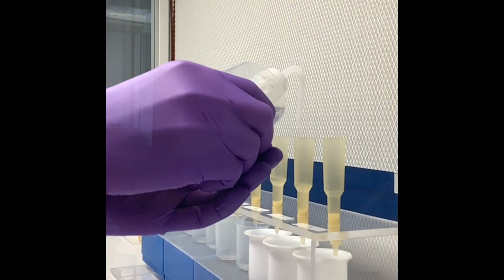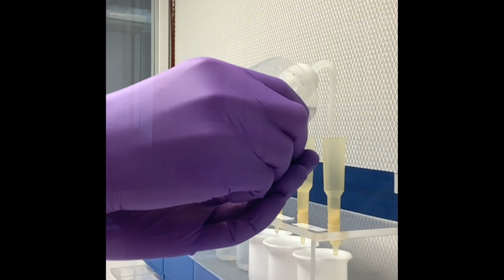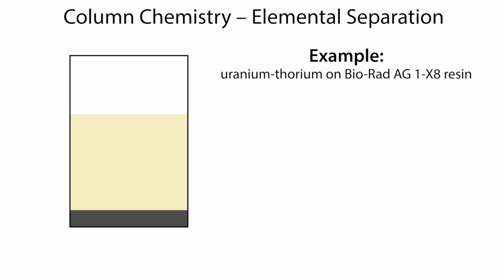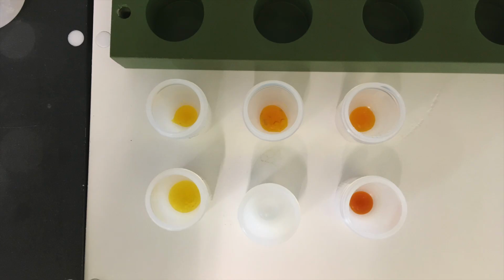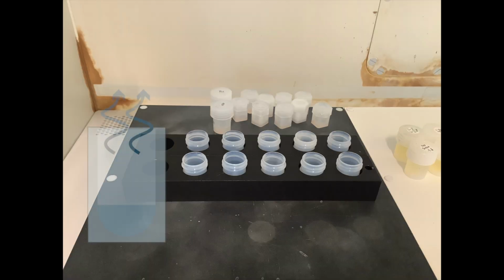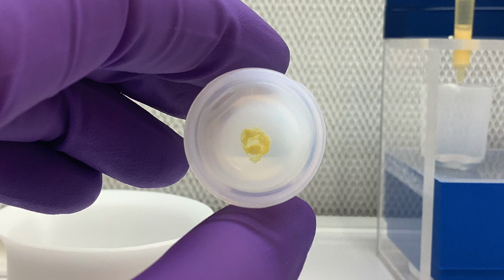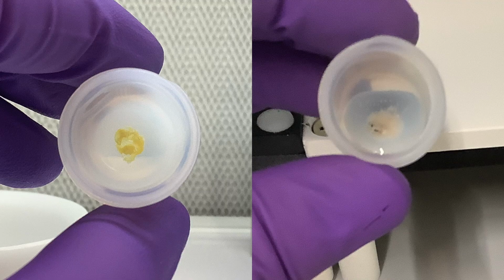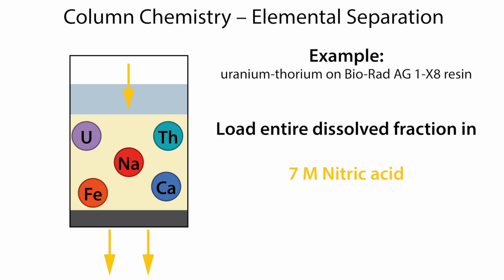So to see this in action, let's look at how we purify uranium and thorium separates from dissolved fractions using Ag resin. First, we start with our beakers containing the dissolved fractions. We need to first get them into loading acid from their digestion acid. By removing the beaker caps, we evaporate away the water and nitric acid, leaving behind the salt residue. We then rehydrate the solution in our loading acid, 7 molar nitric acid, and they're ready for columns.